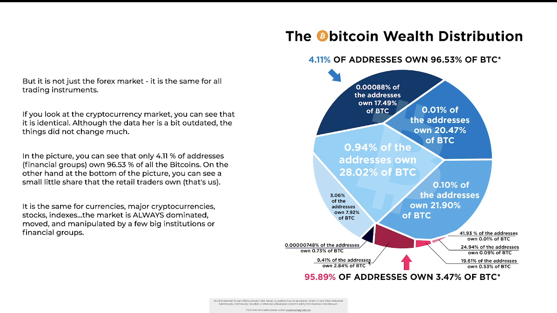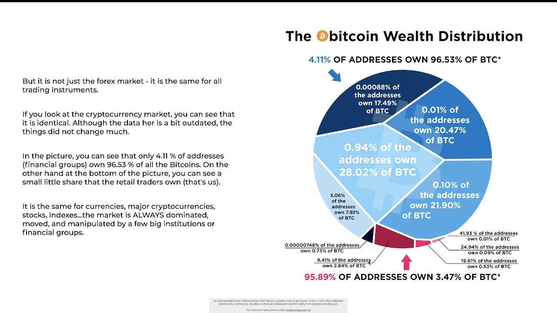And although lots of people think that Bitcoin and cryptocurrencies are decentralized and this is why they are not manipulated, well, I have to break your expectations. It's far from being decentralized, and it's far from being not manipulated. In this picture, you can clearly see that only 4.11% of addresses of Bitcoin, these are financial groups, own 96.5% of all the Bitcoin, guys. 4% of the addresses own 96.5% of all Bitcoin. This is crazy, right?